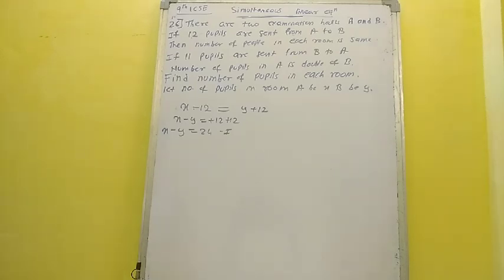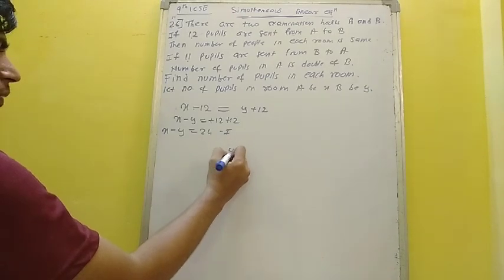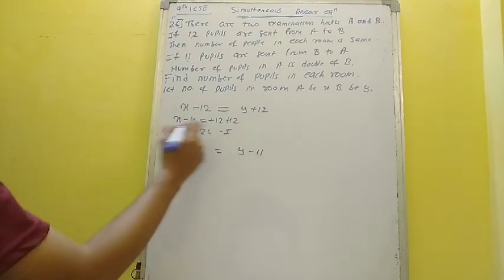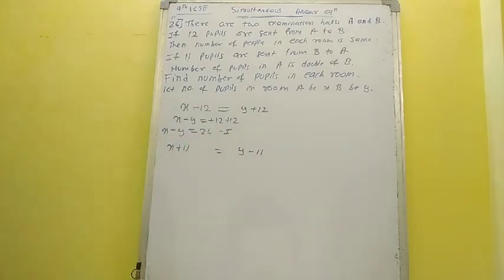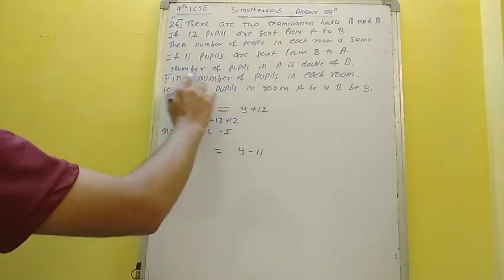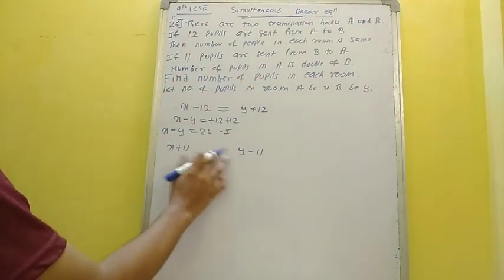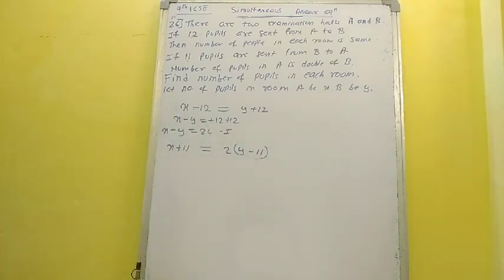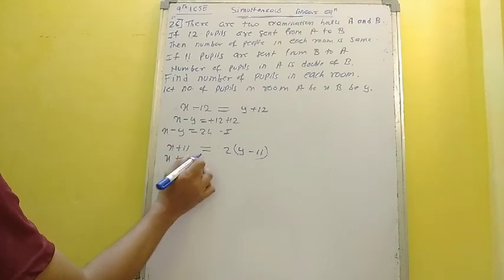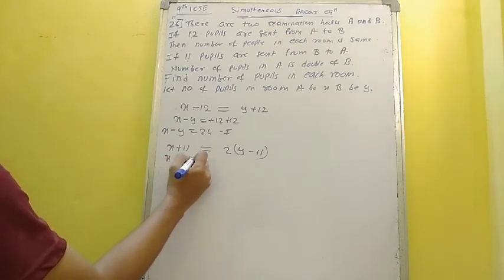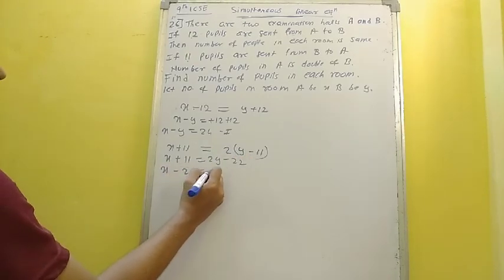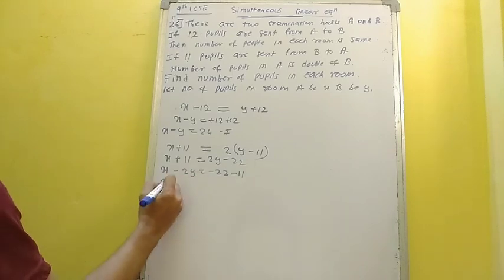Now in the second condition, if 11 people are sent from B to A, then the number of people in A is double the number of people in B. So we have x plus 11 is equal to 2 times (y minus 11), which is 2y minus 22. X minus 2y is equal to minus 22 minus 11.